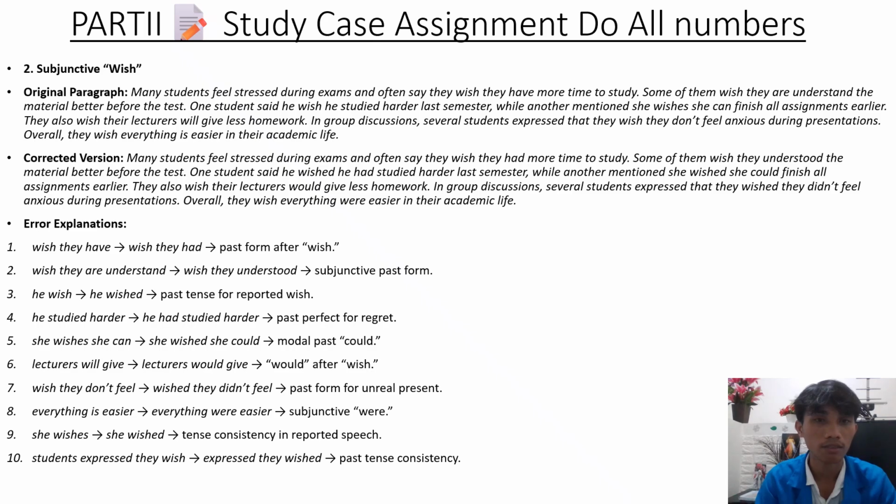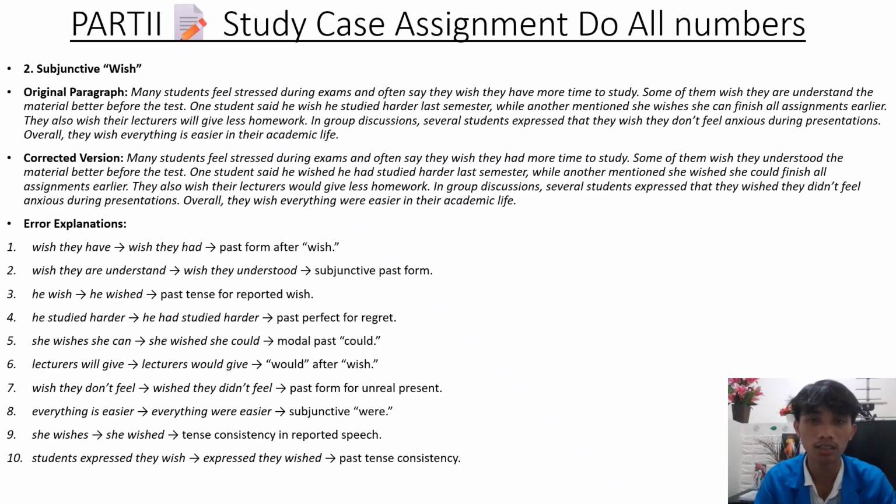Number 2, subjunctive wish. Original paragraph. Many students feel stressed during exams and often say they wish they have more time to study. Some of them wish they are understand the material better before the test. One student said he wished he studied harder last semester, while another mentioned she wishes she can finish all assignments earlier. They also wish their lecturers will give less homework.